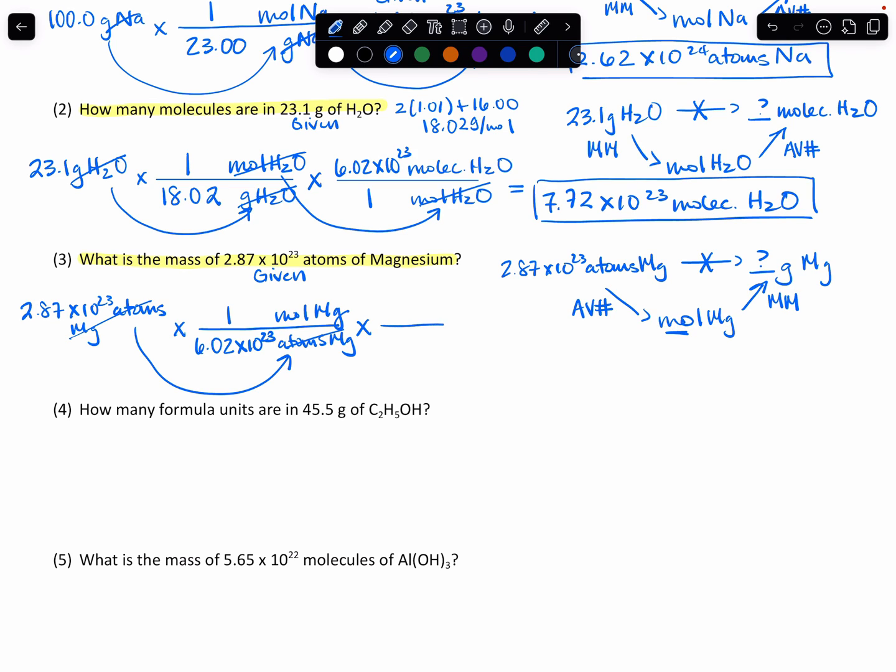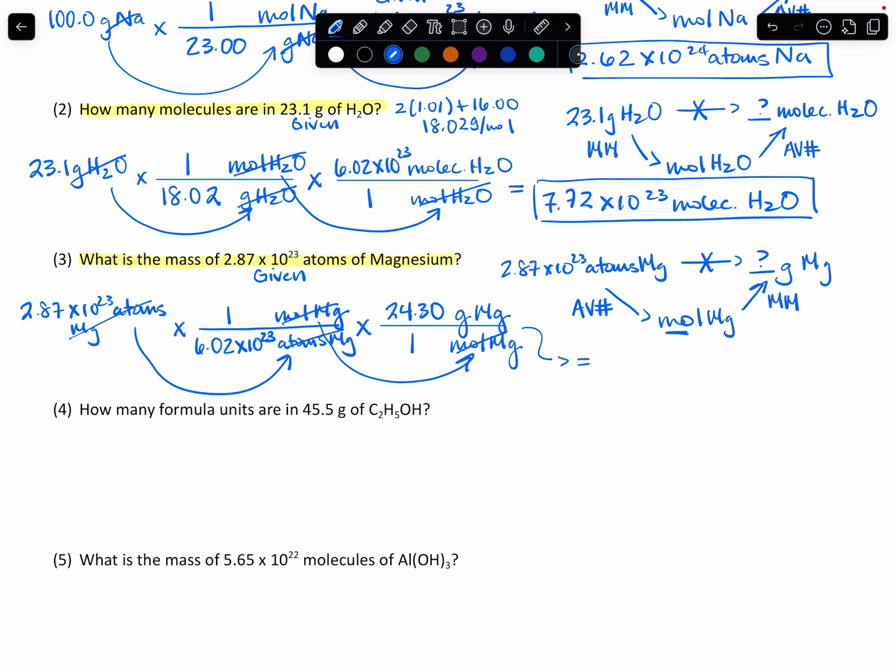But I'm not done because the problem asks for the mass. So I'm going to take those moles, and they're going to become the bottom of my next conversion factor, and grams of magnesium will be up top. If I look at the periodic table, it tells me that 1 mole of magnesium has a mass of 24.30 grams. So that'll let me cancel those moles.